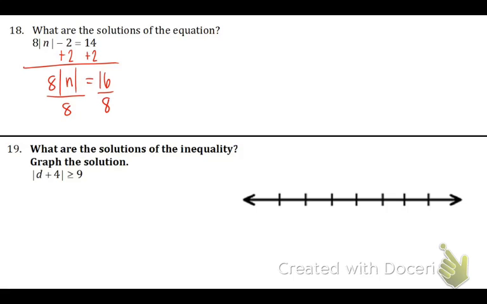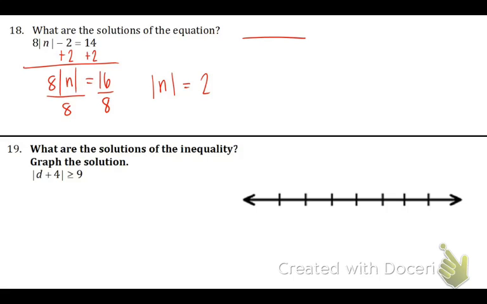Remember, if you do not see an operation in between the number and the absolute value symbols, you assume that it's multiplication, so that's why we're dividing. So we have absolute value of n equals 2. What this is saying is n is 2 units away from 0, so that means that we figure out the two numbers that are 2 units away from 0.